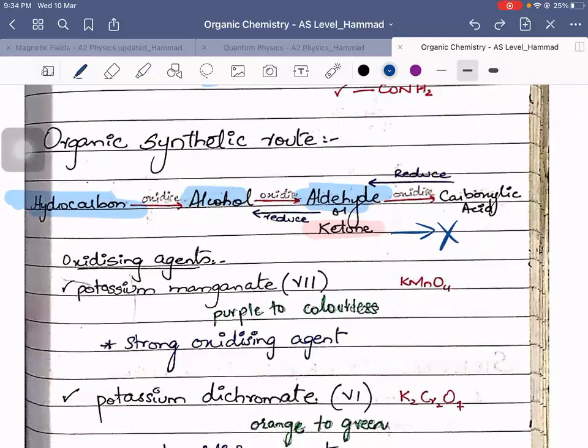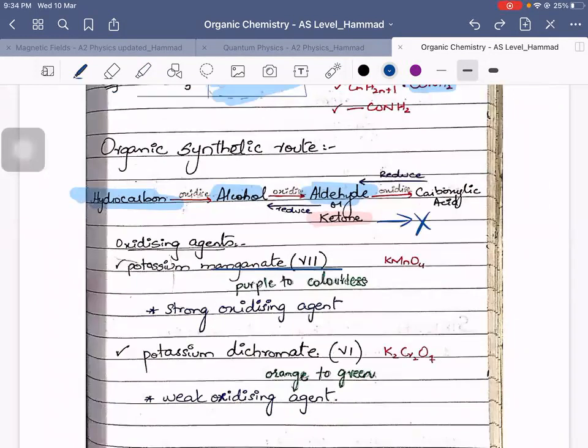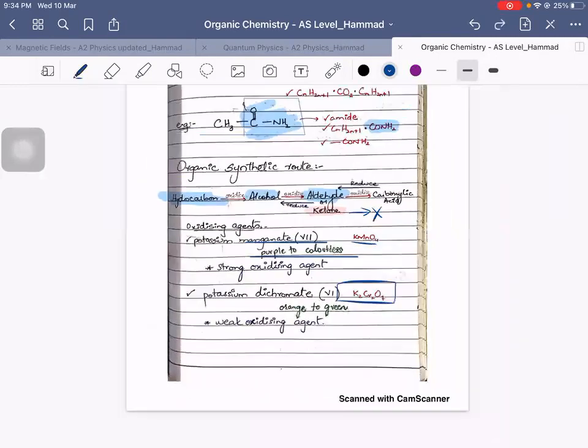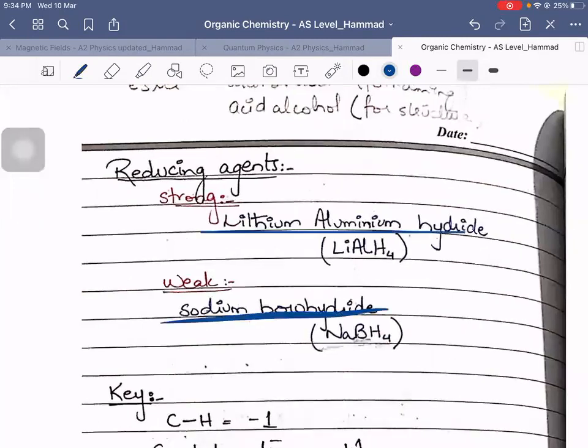But actually, please understand that you eradicated one big step in there, which was the aldehyde. In O levels, you used to study that potassium permanganate was a strong oxidizing agent. It was KMnO4. It had the color purple and it would turn colorless upon reaction. Another was potassium dichromate, and it would turn from orange to green. It was a weak oxidizing agent. Reducing agents, we have lithium aluminum hydride and sodium borohydride.